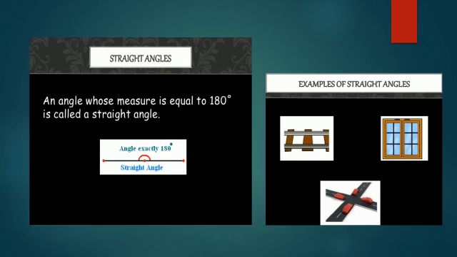Straight angle, an angle whose measure is equal to 180 degree is called a straight angle. Exactly 180 degree we call as straight angle. You can see some examples of straight angles, railway track, window and road.